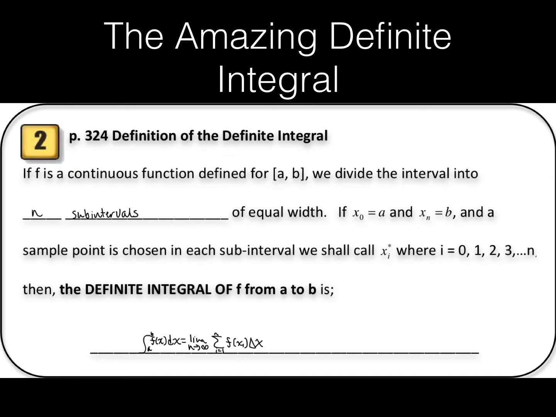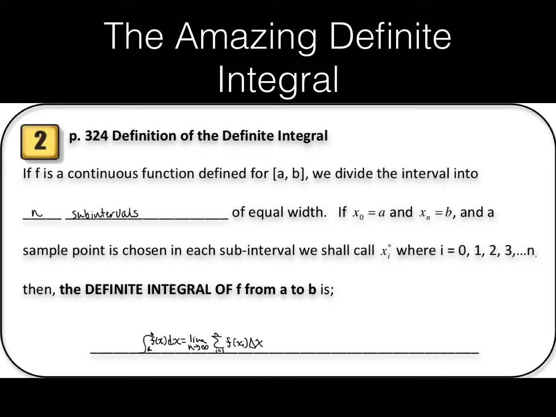So the basic definition is that if f is a continuous function defined on the interval from a to b, we divide the interval into n subintervals of equal width. If x sub 0 equals a and x sub n equals b, and a sample point is chosen in each subinterval, we shall call it x sub i, where i equals 0, 1, 2, 3, etc.